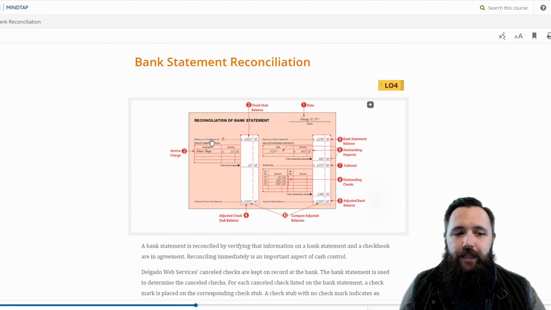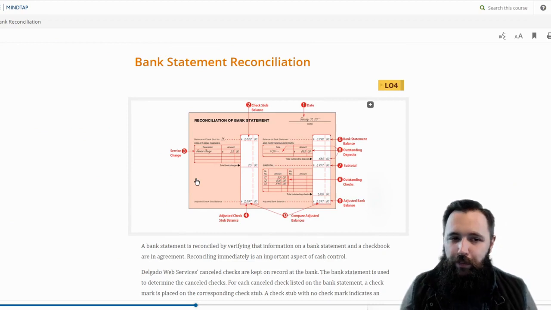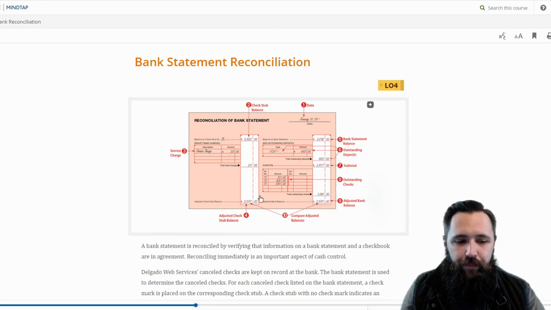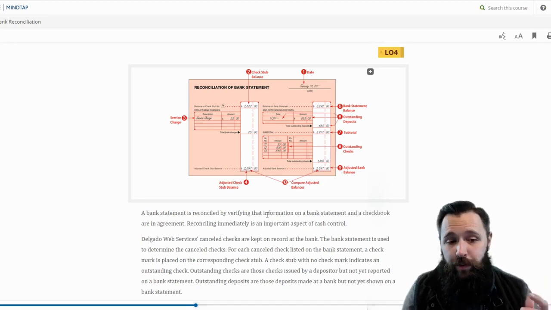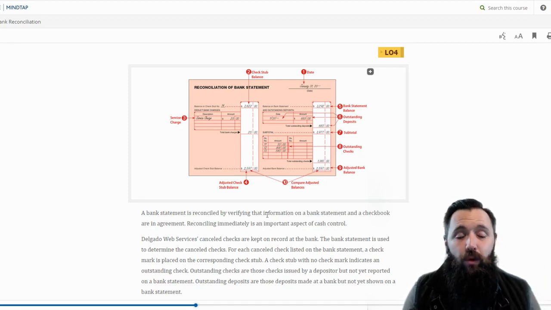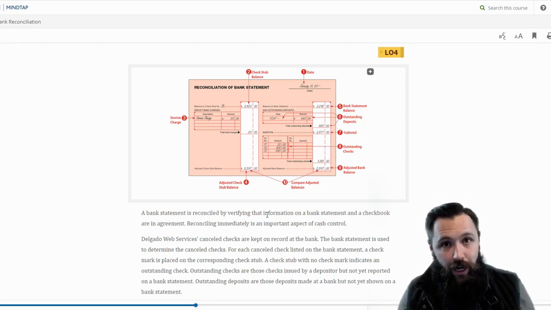So here's this bank statement reconciliation, and it looks a little bit different than the one that we're going to be doing. Okay, but the concepts are all the same. And it says a bank statement is reconciled by verifying the information on a bank statement and a checkbook or an agreement. Reconciling immediately is an important aspect of cash control. We want to know how much cash we have, and that's referring to what's in our bank and what we have recorded in our bank statement and in our checkbook.